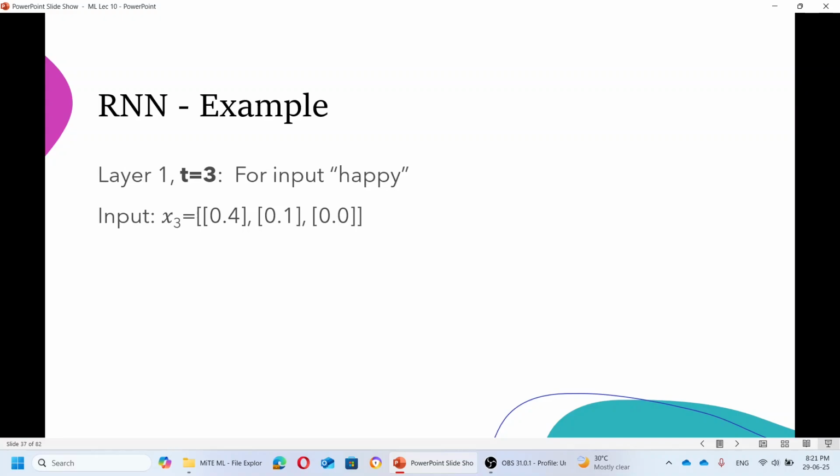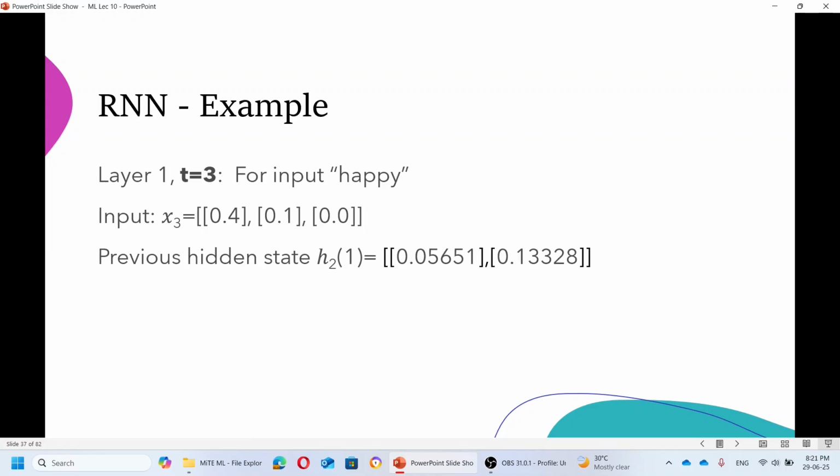Similarly, then we apply t is equal to 3 for the input happy. Now I think it should be clear to you that this is the embedding of happy: 0.4, 0.1, 0.0. These are the values of h21. Now in t is equal to 3, we are going to use the values of h2. In h1 there was no previous value, it was 0, 0, and now we are using the values of h2 in t is equal to 3.